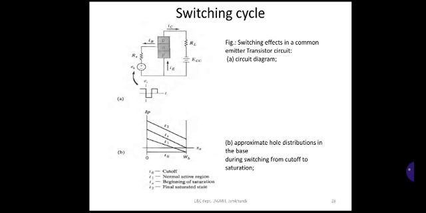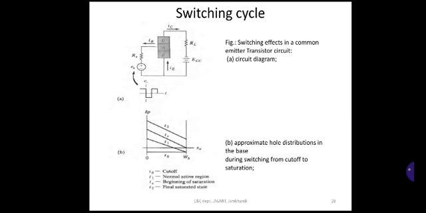The figure shows the switching effects in a common emitter transistor circuit. Figure A shows the circuit diagram. It is a common emitter transistor circuit because the emitter is common between the two sides. That's why it is called a common emitter transistor circuit.